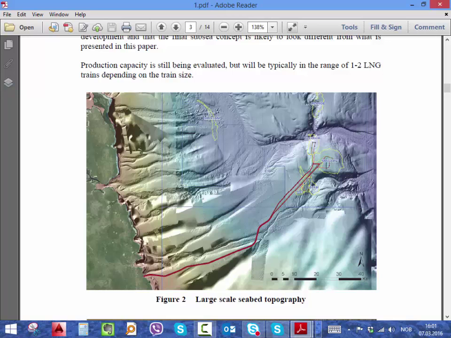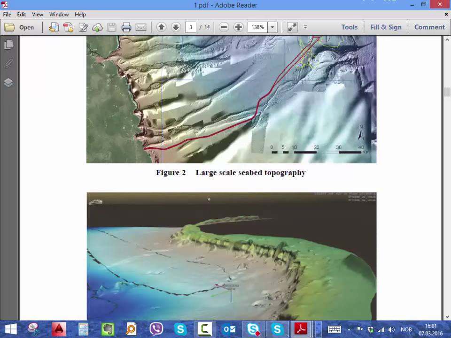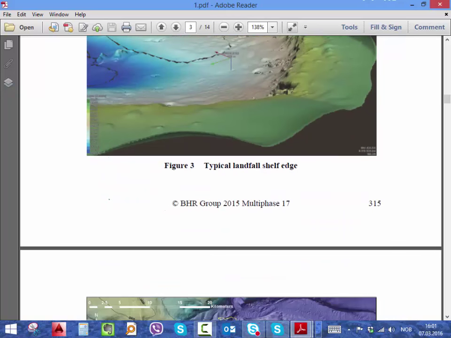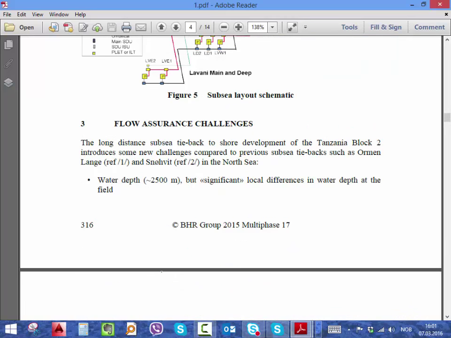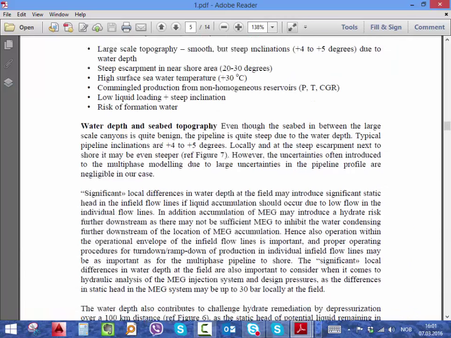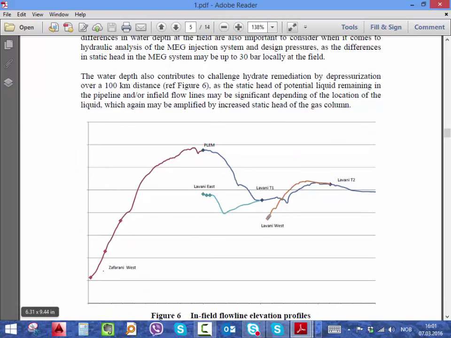Okay, and just because in this case the gas is quite so you see here with the topography, you see the production system, okay, that you have from different reservoir units, Safarani, Labani, and there should be another unit someplace. I think there is one. Okay, this is the profile, the elevation profile.